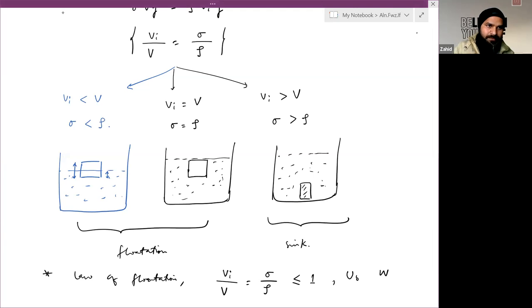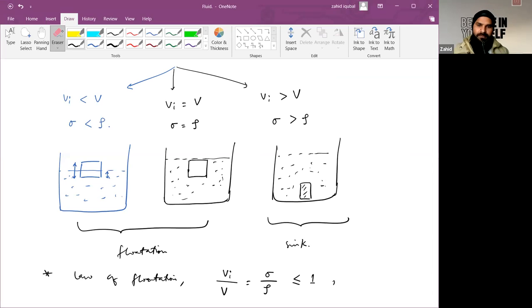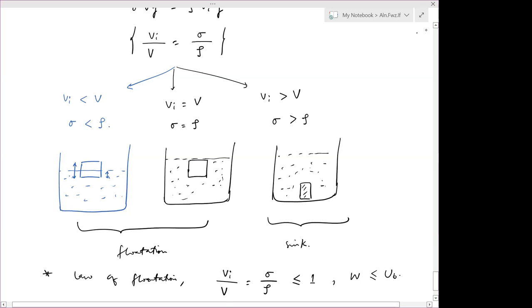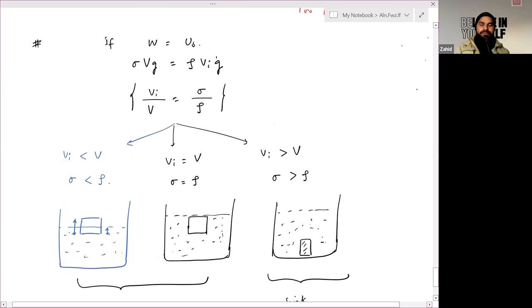Just 1 minute. Weight of object is less than equal to buoyant force. Is it clear? Yes, sir. Just write it down.